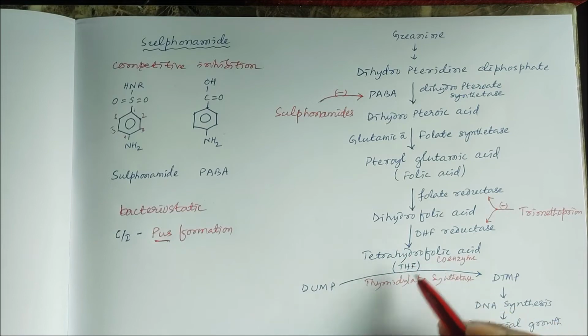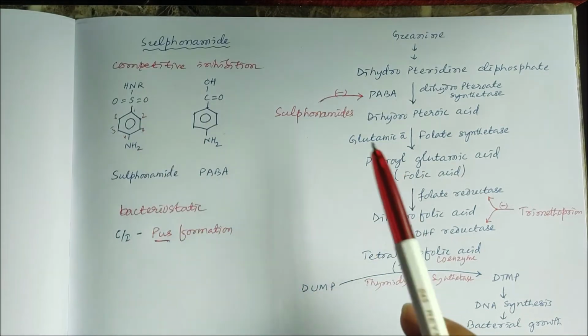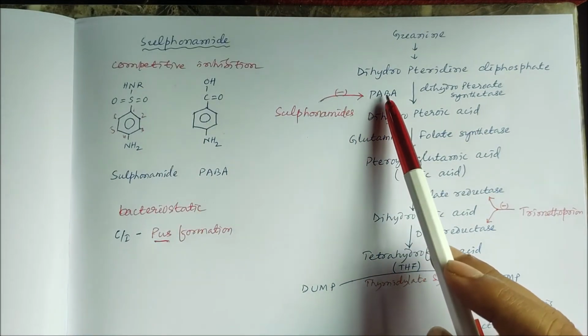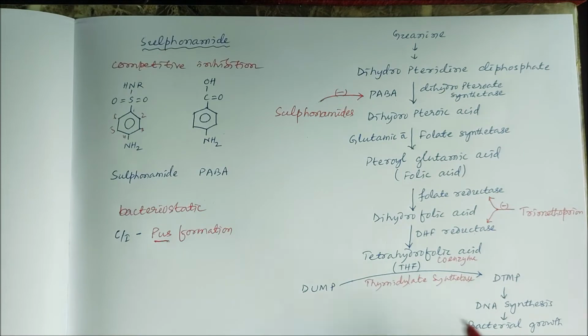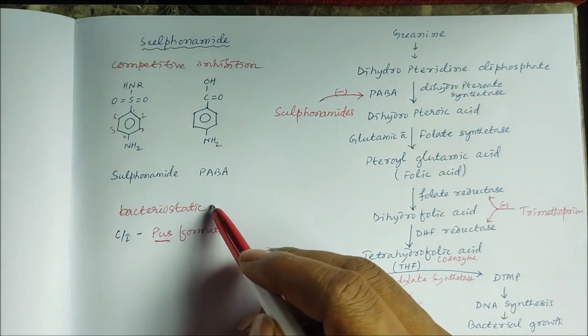Tetrahydrofolic acid acts as the coenzyme to thymidylate synthetase, which is required for the conversion of deoxyuridine monophosphate to deoxythymidine monophosphate. Deoxythymidine monophosphate helps in DNA synthesis and hence is required for bacterial growth. So sulfonamides, by acting as competitive inhibitors of PABA, inhibit bacterial growth and act as bacteriostatic.